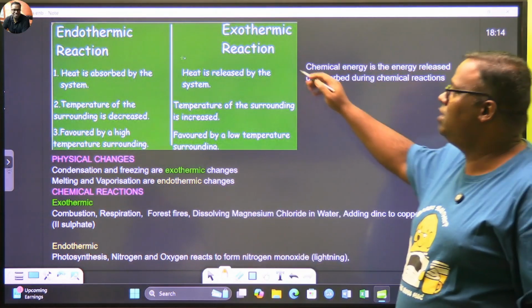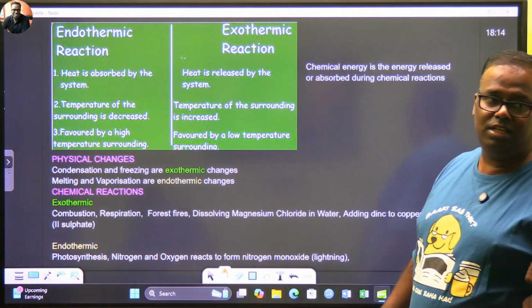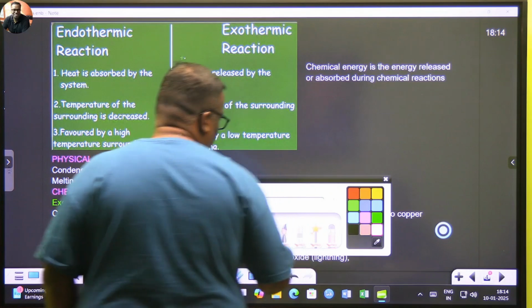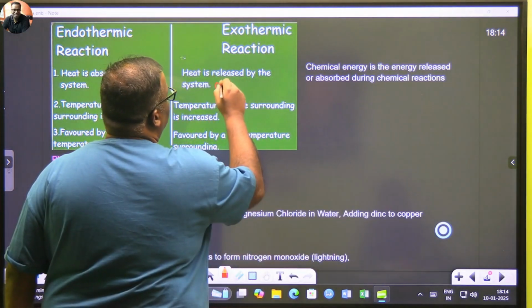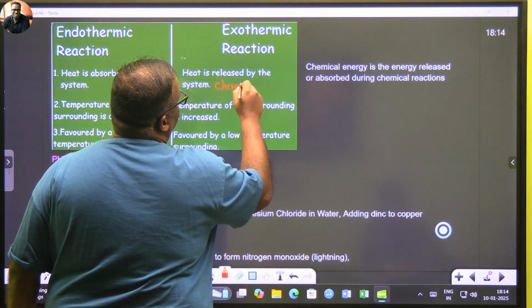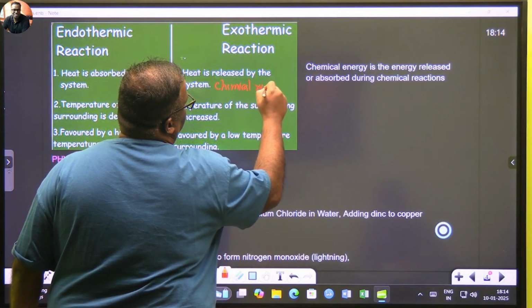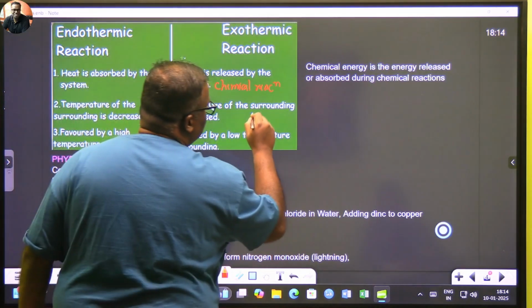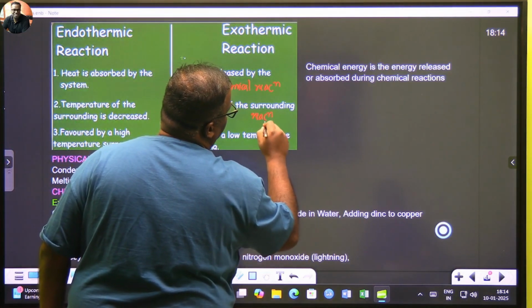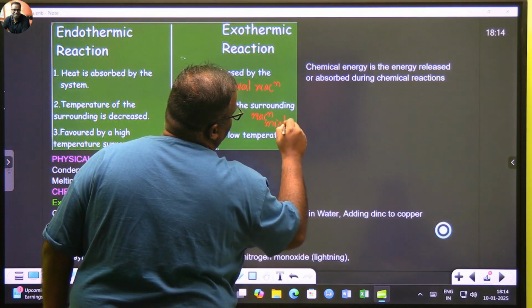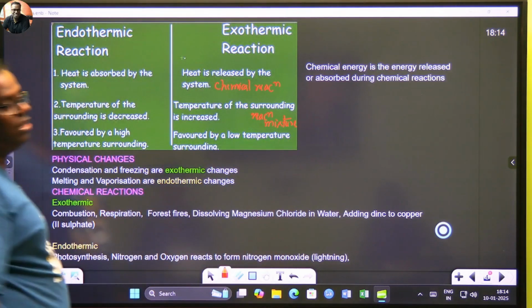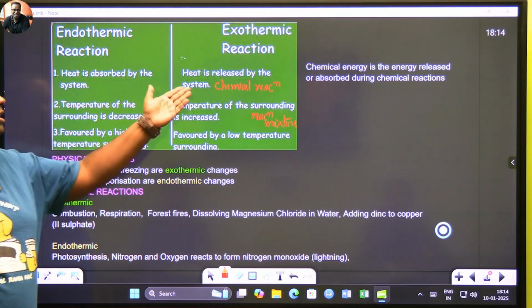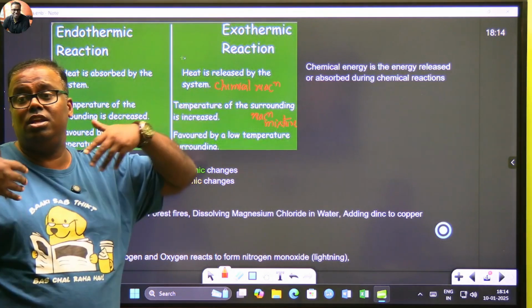Now see, exothermic reaction. Heat is released by the system. In our case, children, the system is always the chemical reaction. Please remember that. And the surrounding is always the reaction mixture. Is this thing clear? दोनों के लिए ही होता है. Heat is released by the system. Heat is released by the reaction.